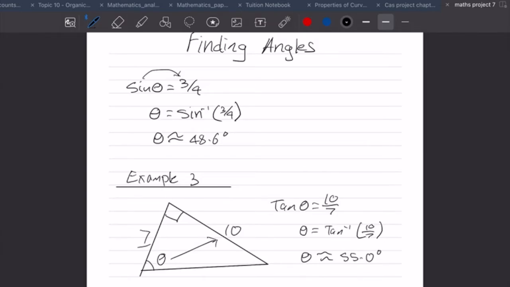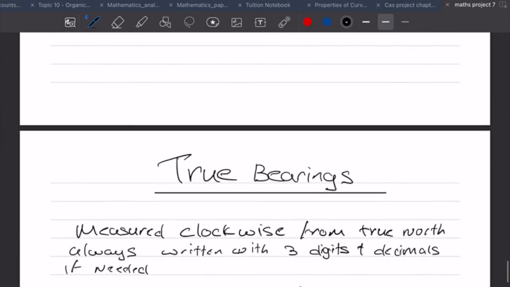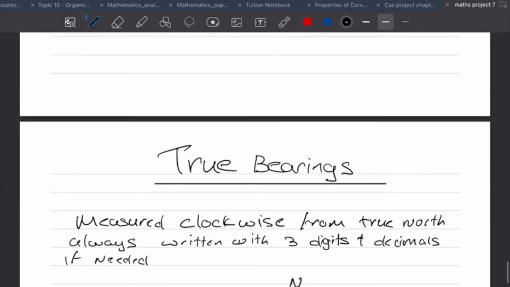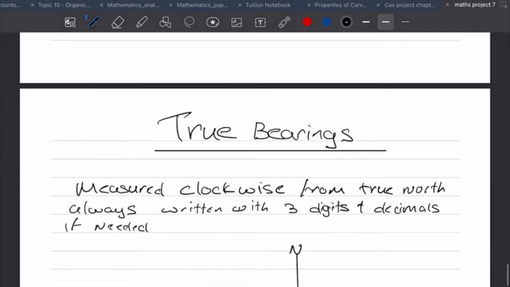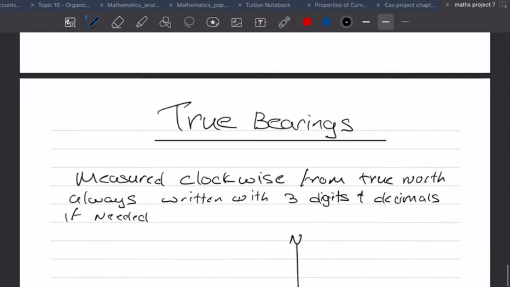So that's it for finding angles and finding sides using trigonometric ratios. The last part of this subtopic is titled true bearings. True bearings are basically angles. They are measured clockwise from true north and always written with 3 digits plus decimals if needed.